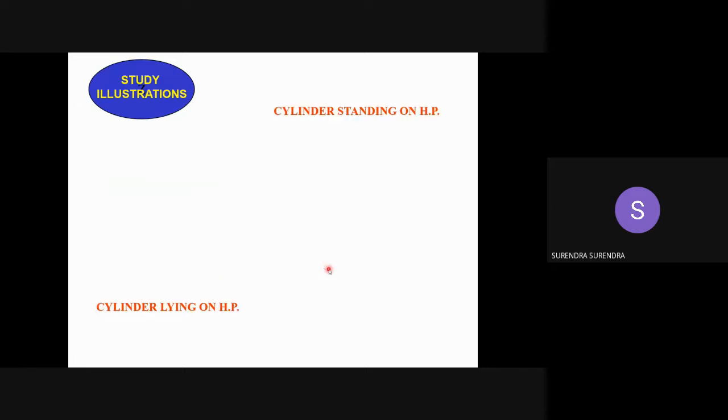Now, the isometric view of a cylinder when it is standing on HP or when it is lying on HP, the two conditions, both the conditions. So first, when it is lying on HP, it means the axis is parallel to the ground.